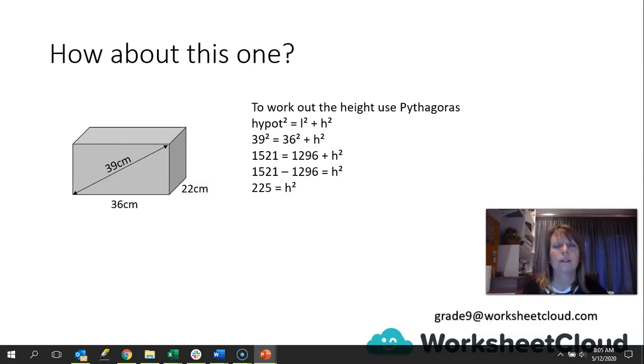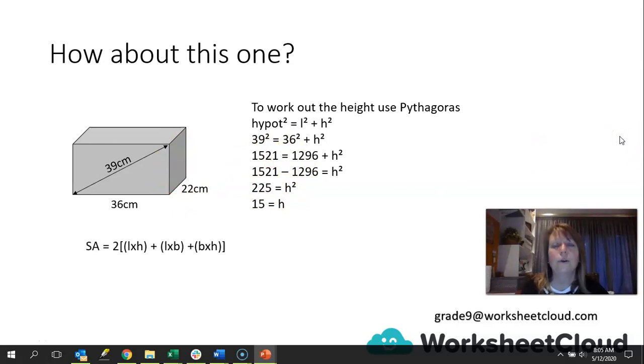So if we want to find the height on its own, we would have to square root, and we're going to end up with 15 centimeters being the height. We now have all three measurements that we are needing. We have the length, we have the breadth, we have the height. We've worked out the height here.